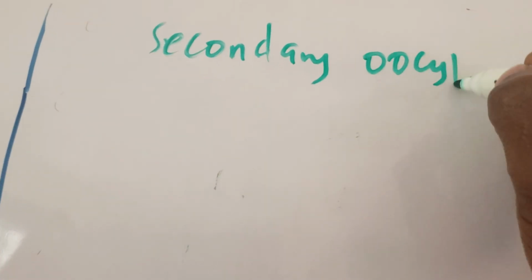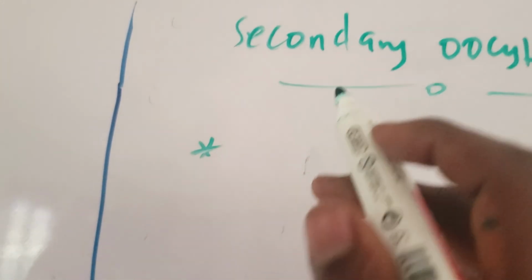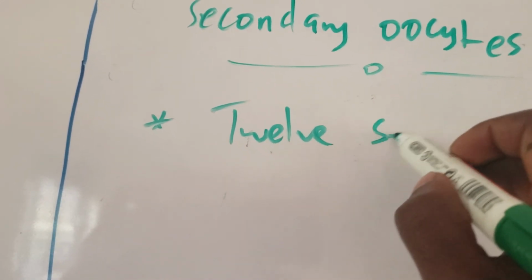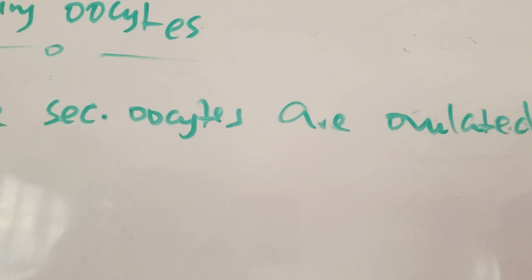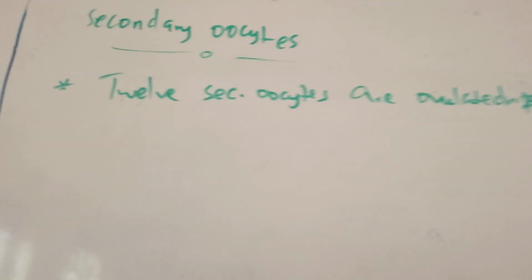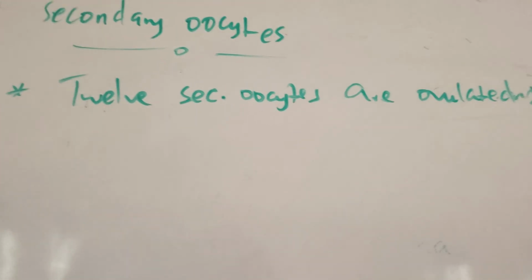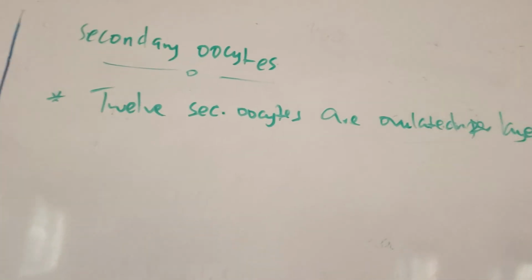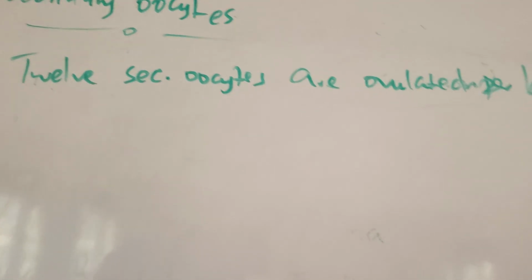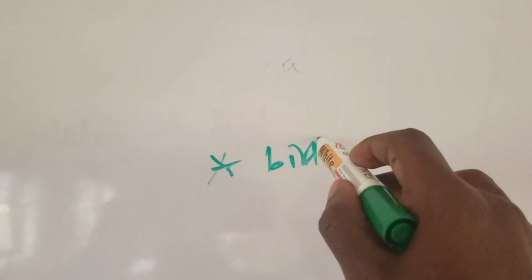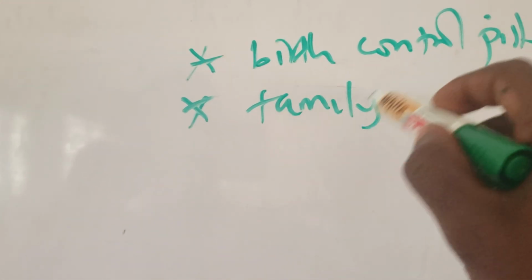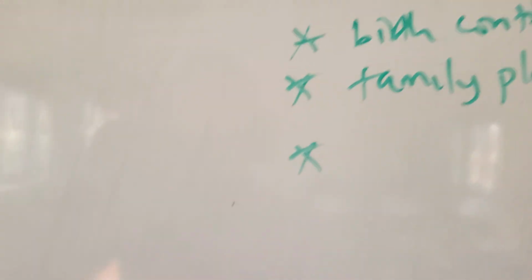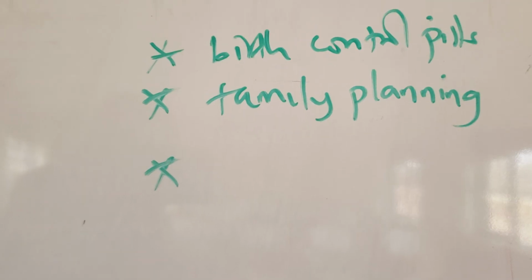How about the secondary oocytes? We see that 12 secondary oocytes are ovulated per year, because those are 12 months. One oocyte per month. But of course, that is achieved when a woman is not using birth control pills, maybe when she's not on family planning, and when she's not having anovulatory cycles, when she's ovulating per month.